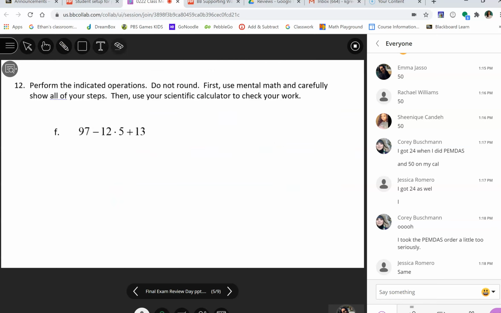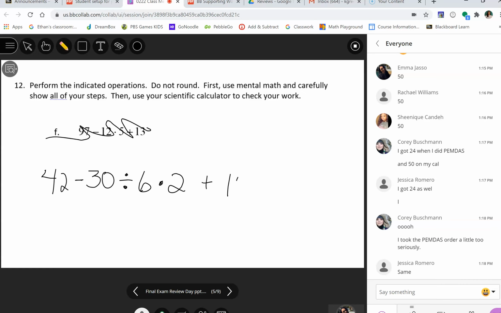So let me just make one up real quick. Oh, this always goes horribly wrong when I just randomly make something up. But let's say I had 30 divided by 6 times 2. Let's make it even more fun. Let's do 42 minus, okay, I'm going to try this one that I just made up. I'm going to be quiet for a second.